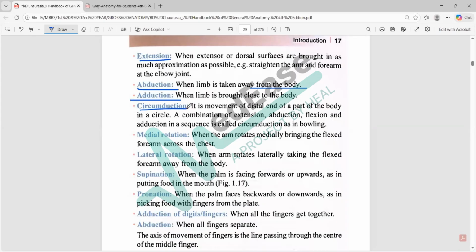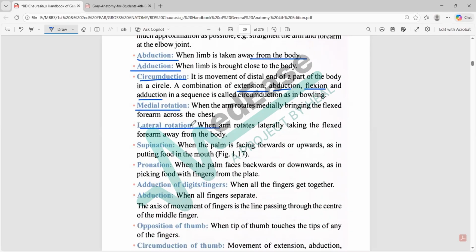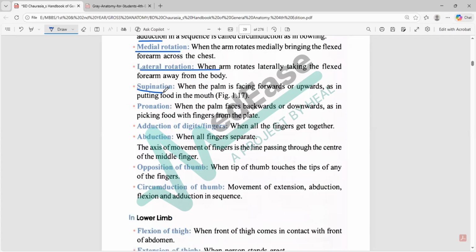Now, what is circumduction? Circumduction is mainly the combination of extension, abduction, flexion, and adduction, producing a circular movement. Then we have to discuss the medial and lateral rotations. Then supination: supination is the movement or position where the palm is facing forwards, or anteriorly, whereas pronation is the movement where the palm is facing posteriorly. Now, adduction means the fingers or anything being brought close to each other. Then abduction, which we have already discussed, is movement away from each other.